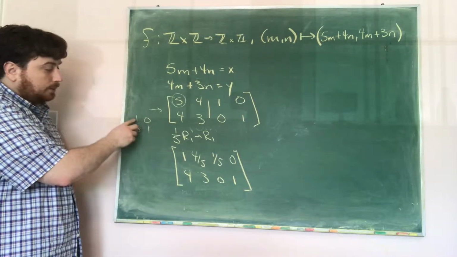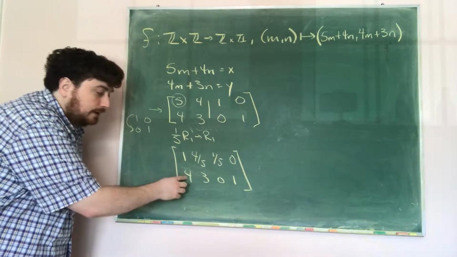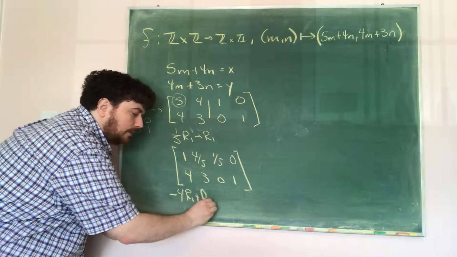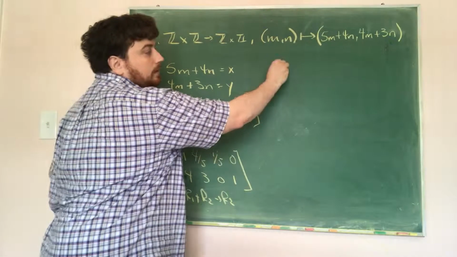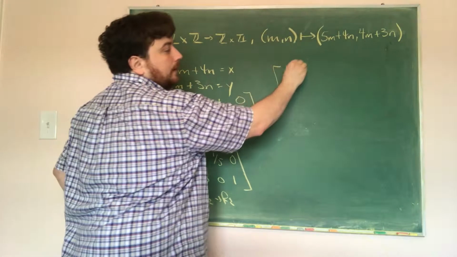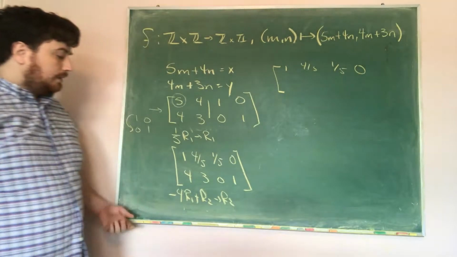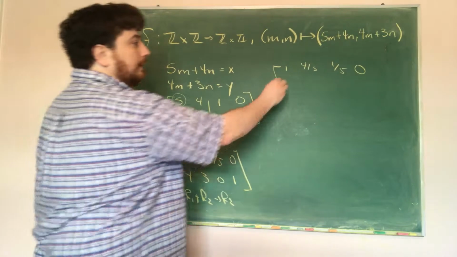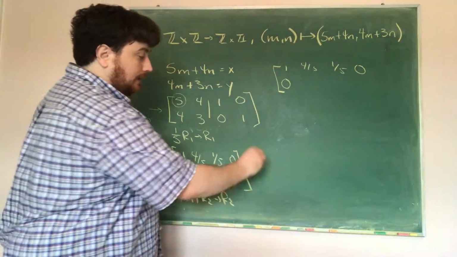Next, what I want to do is work my way around. I got the 1, so now I need a 0 here. In order to get a 0 here, I'm going to take -4 times row 1, add that to row 2, and plug that in for row 2. So if I come over here, the first row stays the same, so I get 1, 4/5, 1/5, 0. And then I'm going to take -4 times 1 is -4 plus 4 is 0. And then I'm going to get -4 times 4/5 is -16/5.